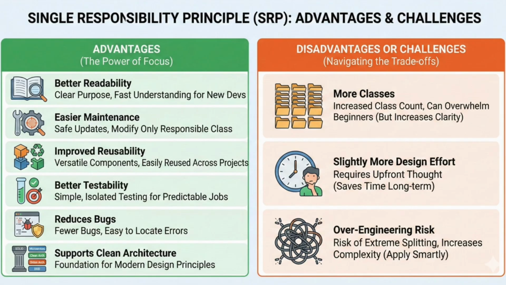Easier maintenance. Software constantly changes. Features get added, rules get updated, and improvements are required. With SRP, updating code becomes very safe and easy because you only modify the class responsible for that particular functionality. No unnecessary risk to the rest of the system. Improved reusability.